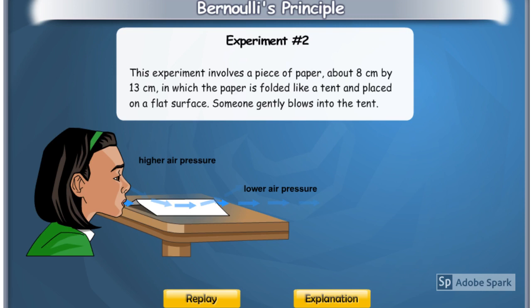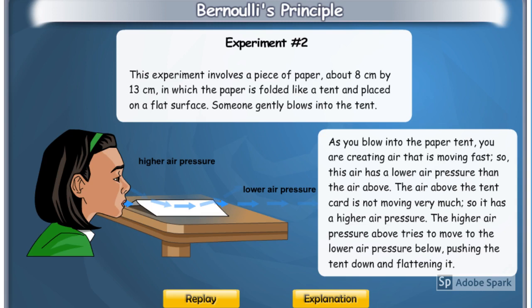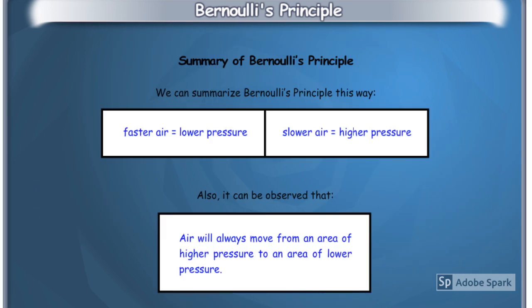Experiment number 2. This experiment involves a piece of paper about 8 centimeters by 13 centimeters, in which the paper is folded like a tent and placed on a flat surface. Someone gently blows into the tent. As you blow into the paper tent, you are creating air that is moving fast. So, this air has a lower air pressure than the air above. The air above the tent card is not moving very much, so it has a higher air pressure. The higher air pressure above tries to move to the lower air pressure below, pushing the tent down and flattening it.